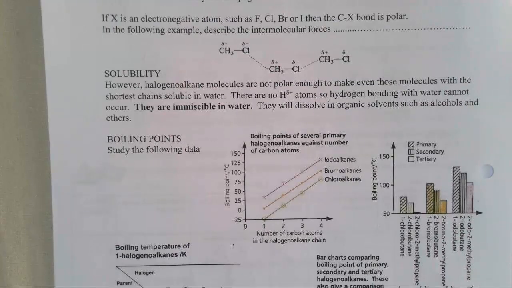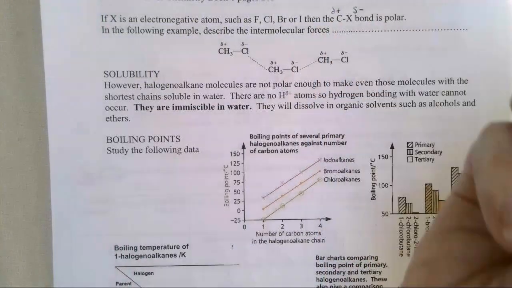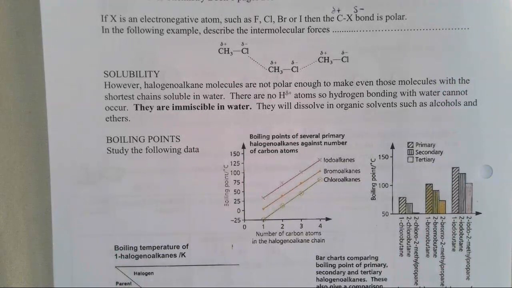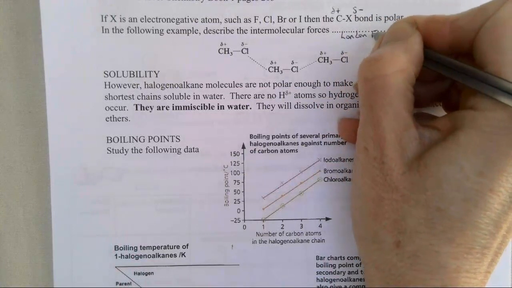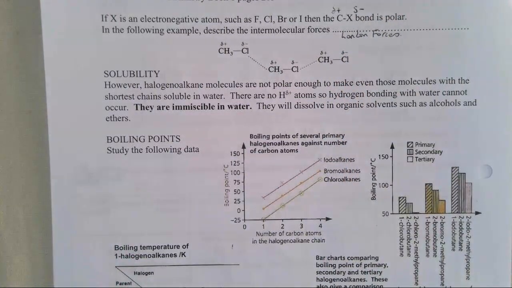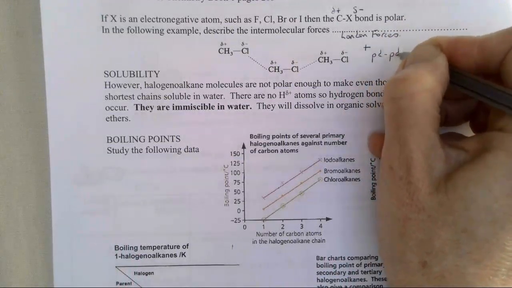Okay, so in halogenoalkanes we have that electronegative fluorine, chlorine, bromine or iodine. This makes the C-halide bond, the C-X bond, polar because the carbon will be delta positive and the halogen will be delta negative, as all of them have a higher electronegativity than carbon. This means that the intermolecular forces, well, they all have London forces because everything has London forces, but in addition to that, they also have permanent dipole-permanent dipole.